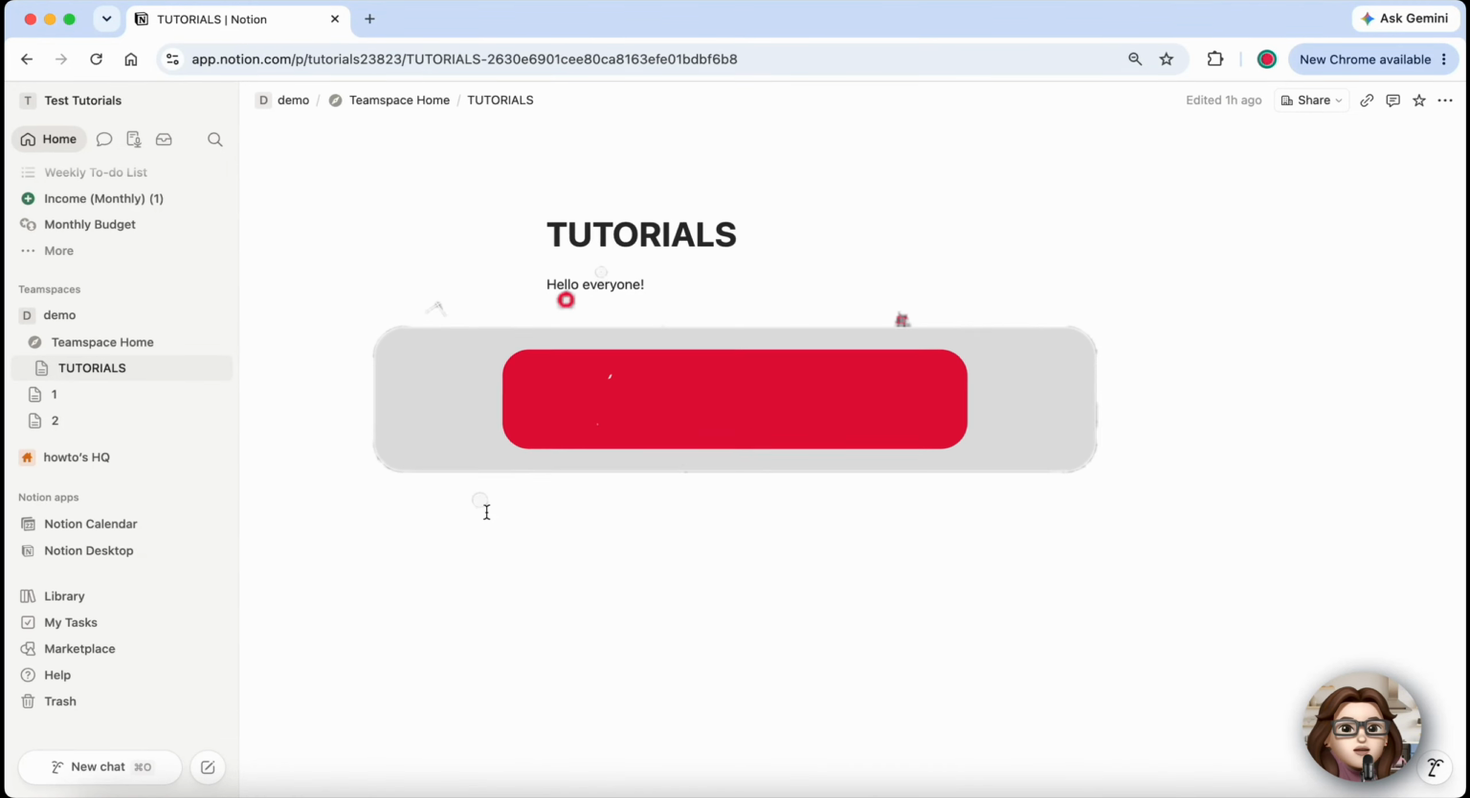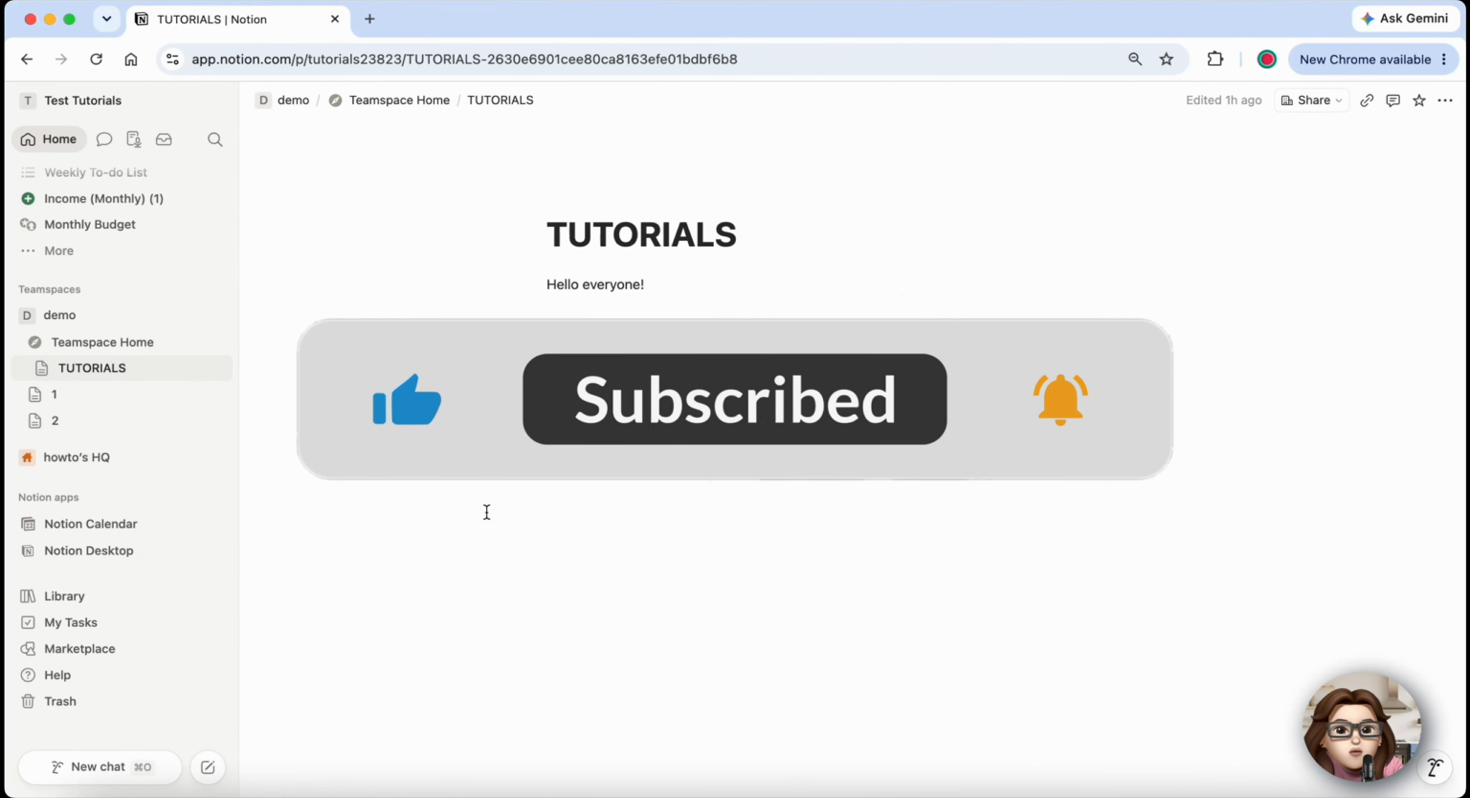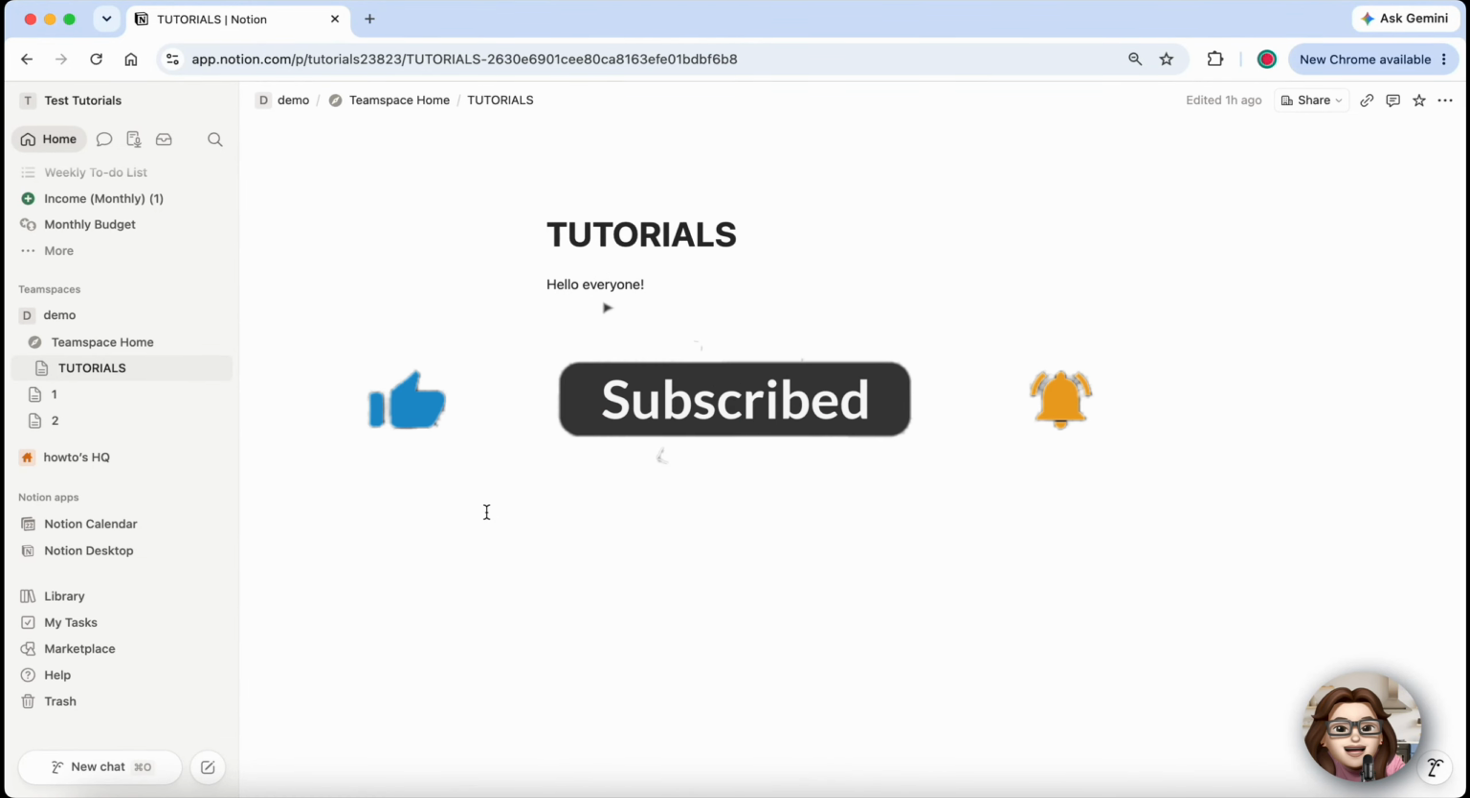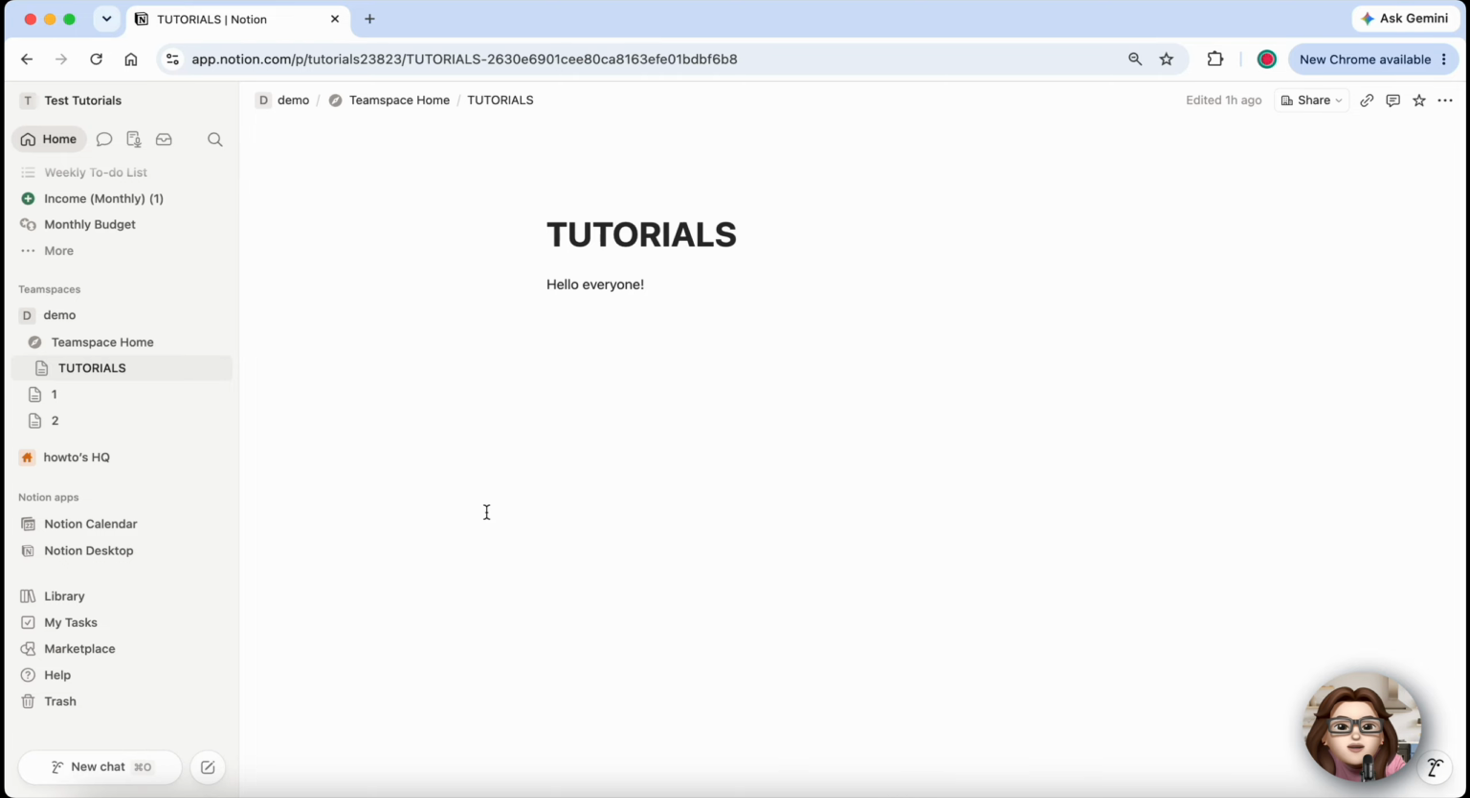In this tutorial, I'll show you how to build a trading journal with a win rate tracker in Notion using a free template. This is a simple way to record your trades, monitor your performance, and improve your trading strategy over time. Let's get started.